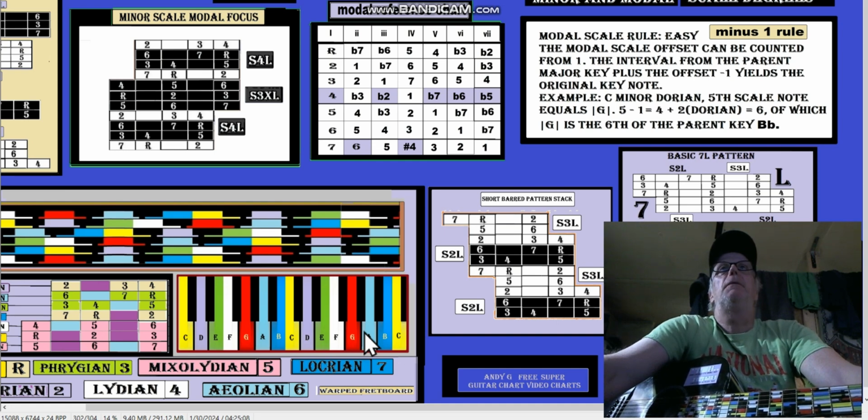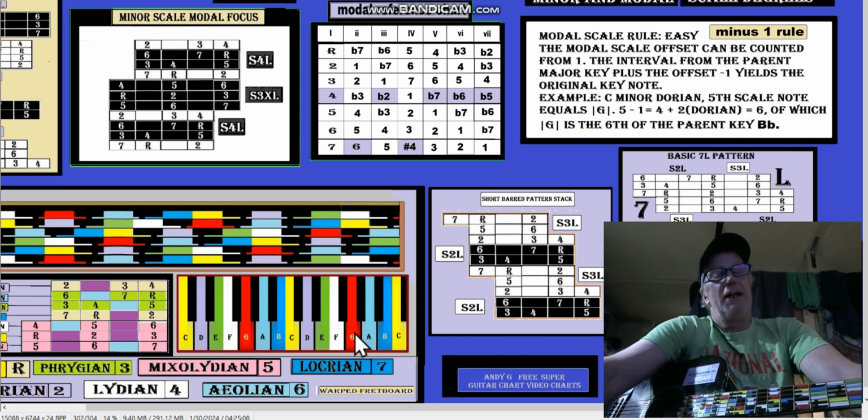So it becomes 6 minus 1 is 5, plus 2 is 7, and A is the 7th of B flat. So that's the minus 1 rule.